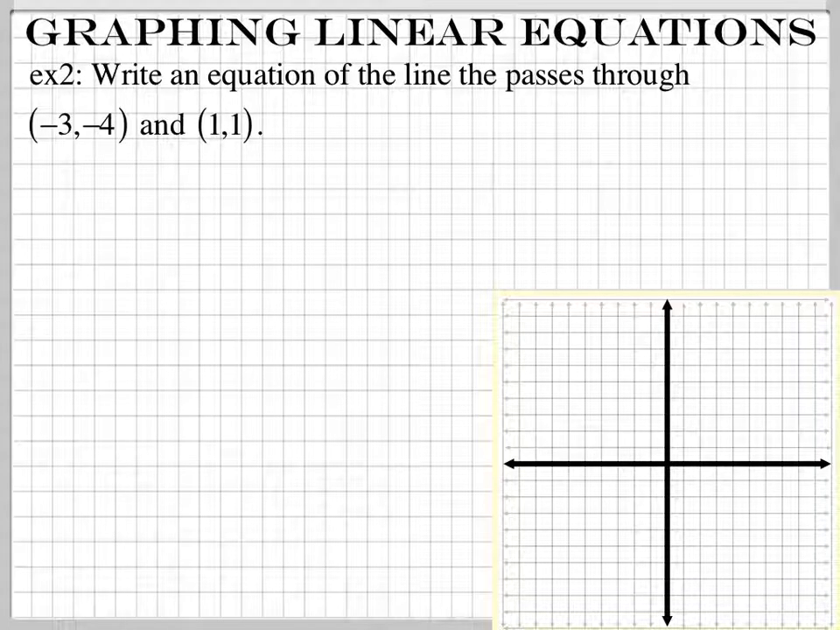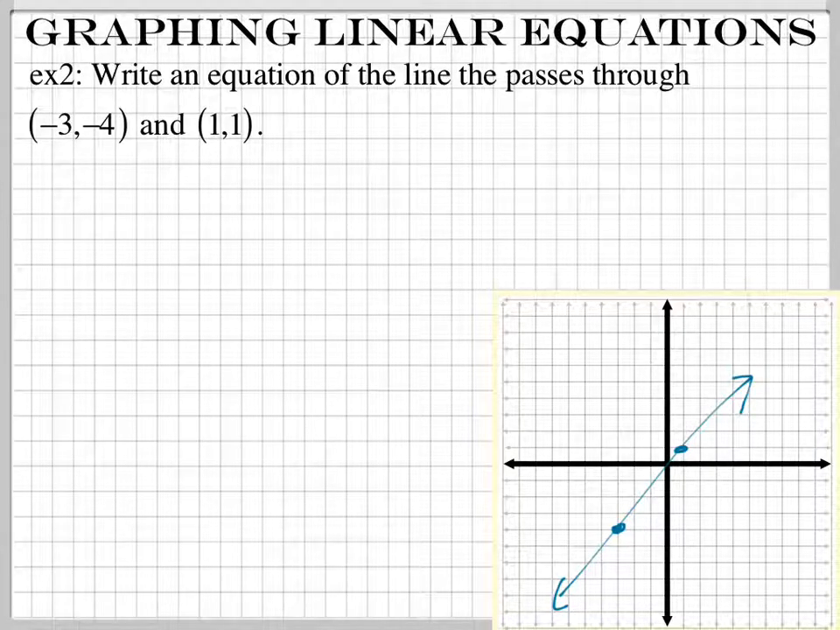And so this is what you do. You have to find the slope. We don't have the slope. How do we find the slope? Well, one way to find the slope is you can graph those 2 points. So we have (-3, -4) right there, and you have (1, 1) right there. Boom.